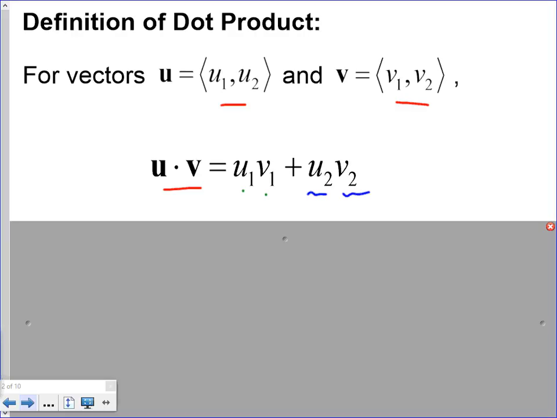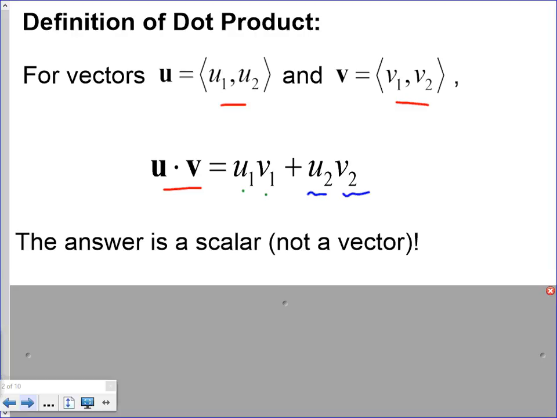When you do the dot product, an important thing to note is your answer is a scalar, which is a real number, as opposed to another vector. So when you multiply two vectors together, your answer is a scalar, not a vector. We'll look at an example of how to calculate the dot product.